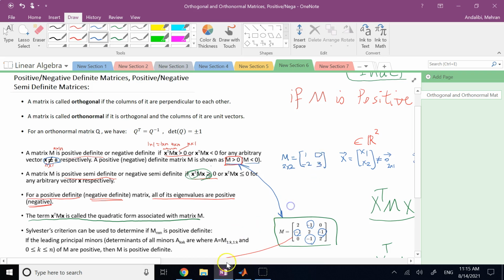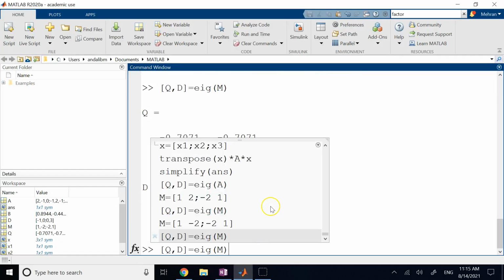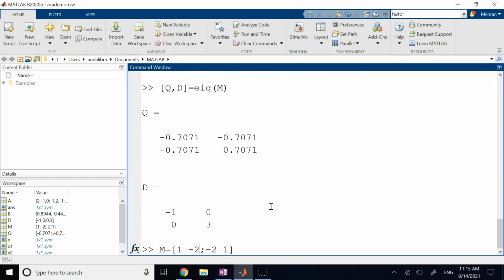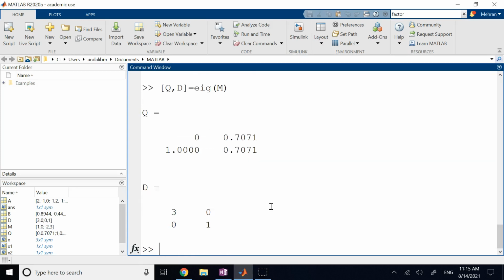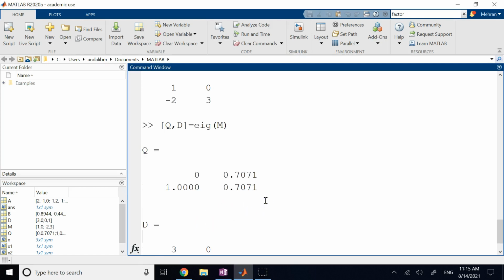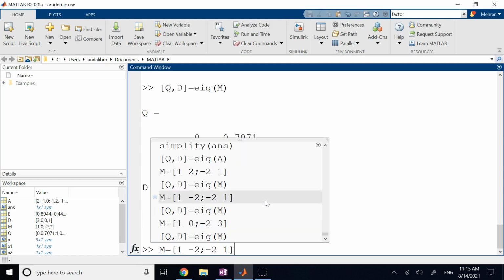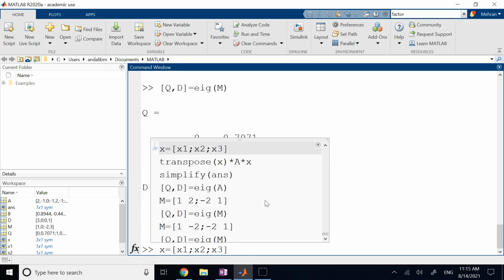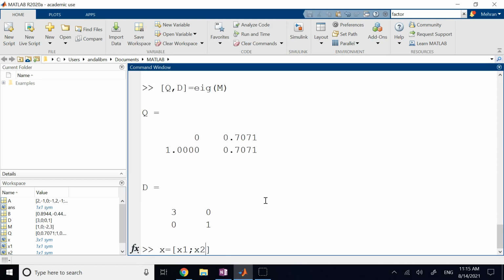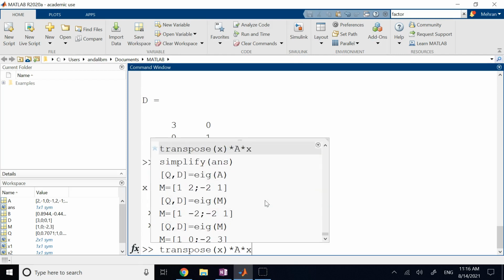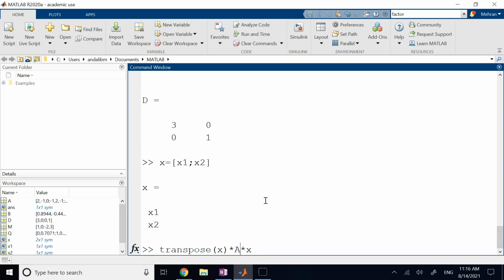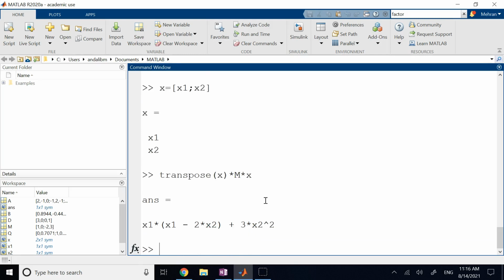Right? So if I do that, look. I make this guy a 0, and then I make this guy a 3. Now if you look at the eigenvalues, you see they are 3 and 1, so this matrix has to be positive definite. Now is it? Well, this is what you do, again, if you want to check it. I define my x vector to be only x1 and x2, and then I calculate the quadratic term, which is the transpose of x times A, in this case, times x.